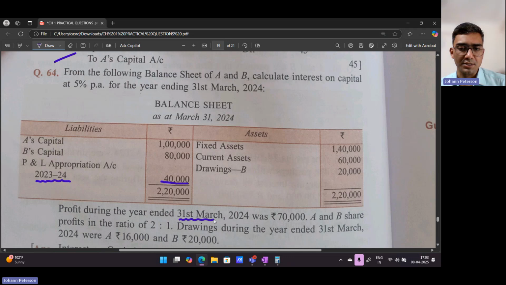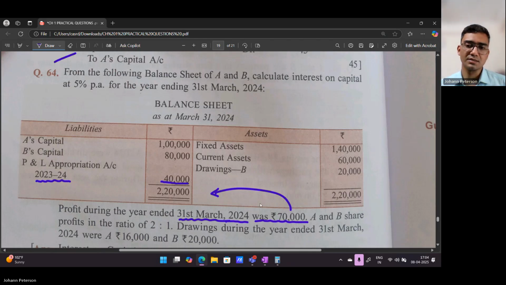So that is this much for this year. But it is saying the total profit is 70,000. And out of 70, how much is given into the balance sheet? 40. So that means the difference is not yet shown. And how much is this difference? The difference is 30,000. So this profit is not yet shown in the balance sheet.